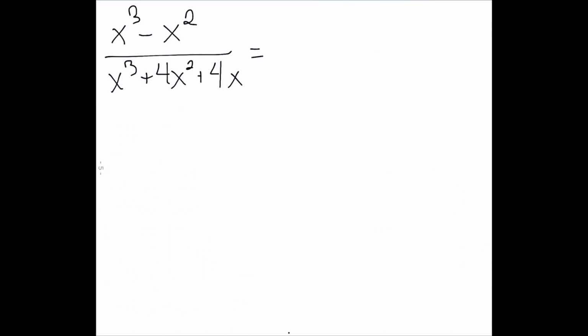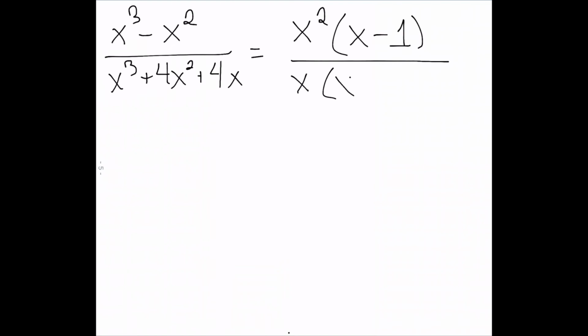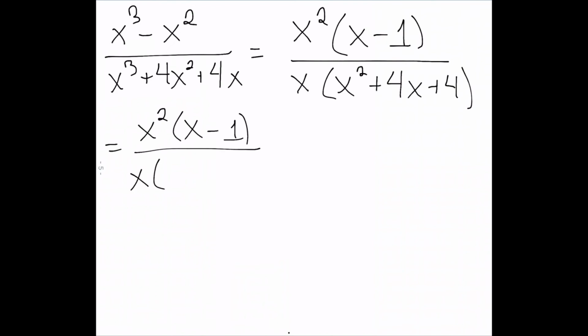Let's look at one last example, x cubed minus x squared over x cubed plus 4x squared plus 4x. The top has an x squared in common, and I'm left with x minus 1. The bottom has an x in common, and I'm left with x squared plus 4x plus 4, and that continues to factor, so we're going to go ahead and do one more factorization step. This actually factors into x plus 2 times x plus 2.